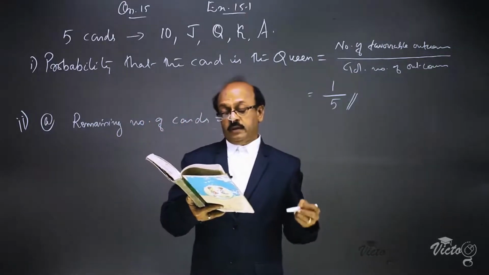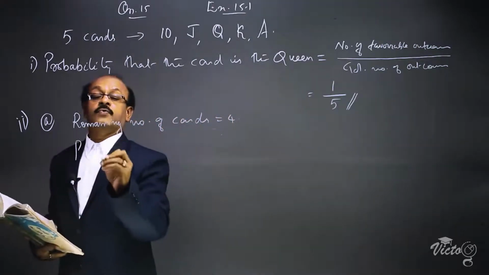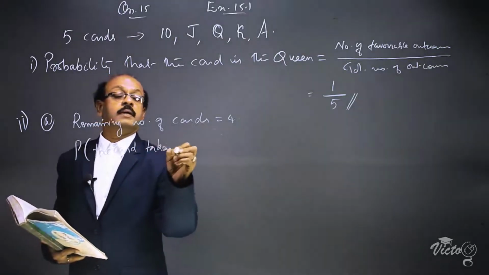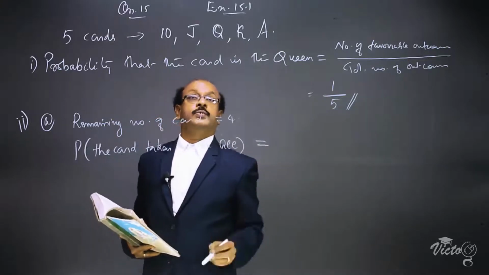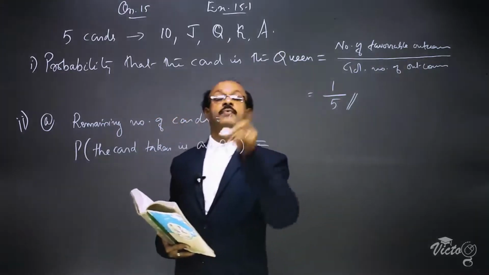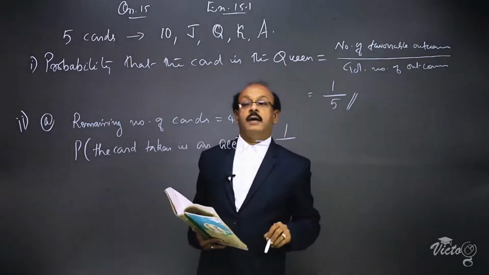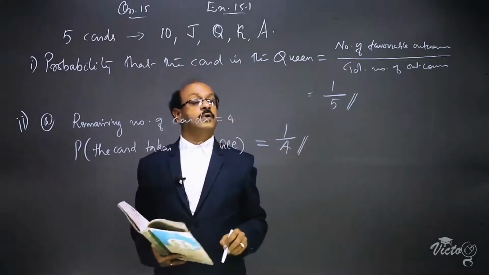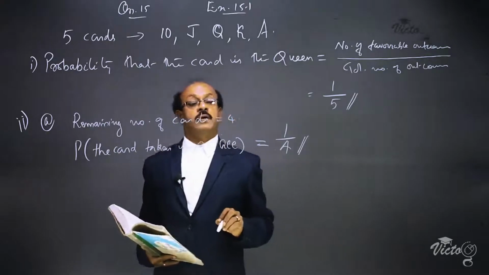The probability of getting an Ace, the card taken is an Ace, is equal to, there is only one Ace in the 5 cards, therefore number of favorable outcomes is equal to 1 and the remaining number of cards is equal to 4, therefore total number of outcomes is equal to 4 and hence the probability of getting an Ace is equal to 1 by 4.